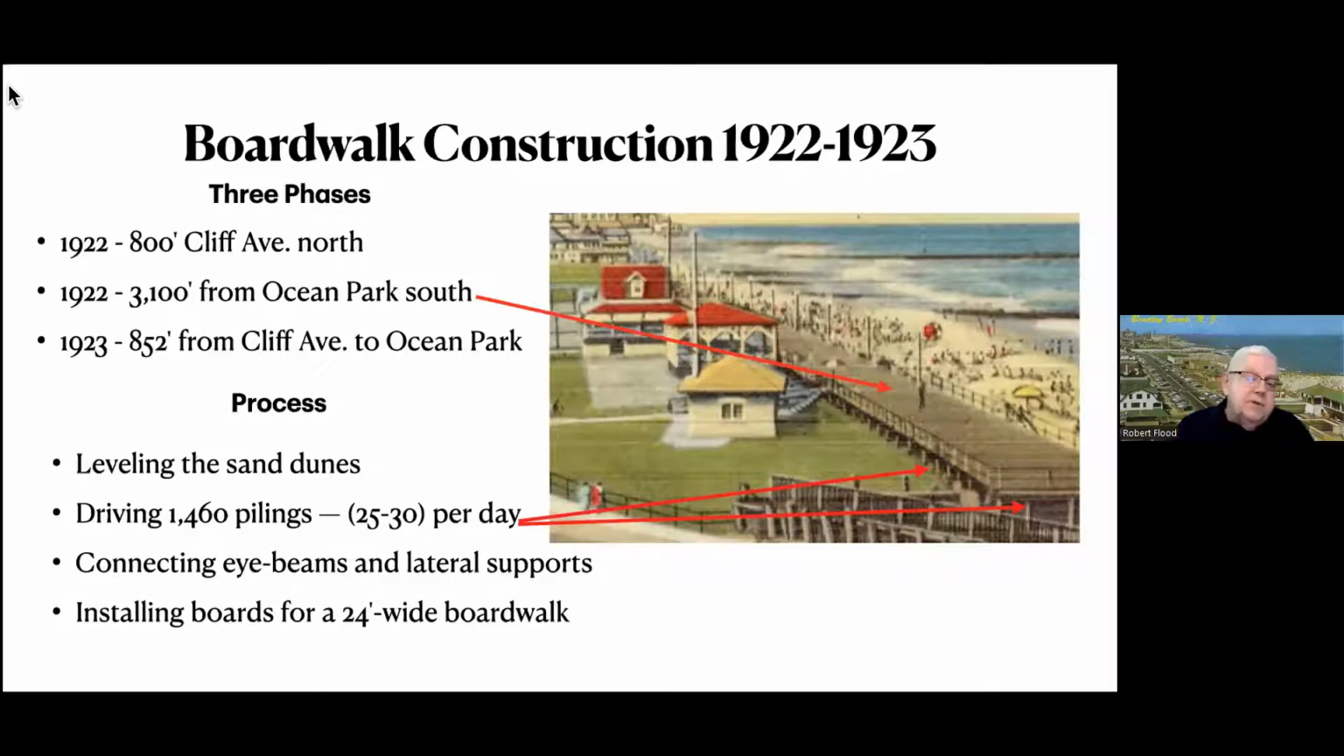The process is simple. Well, they level the sand dunes. They drive pilings, at least 1,460 pilings at about 25 to 30 a day. And then they connect the I-beams, the lateral supports, and then for the 9/10 of a mile, they lay boards to make a boardwalk 24 feet wide.